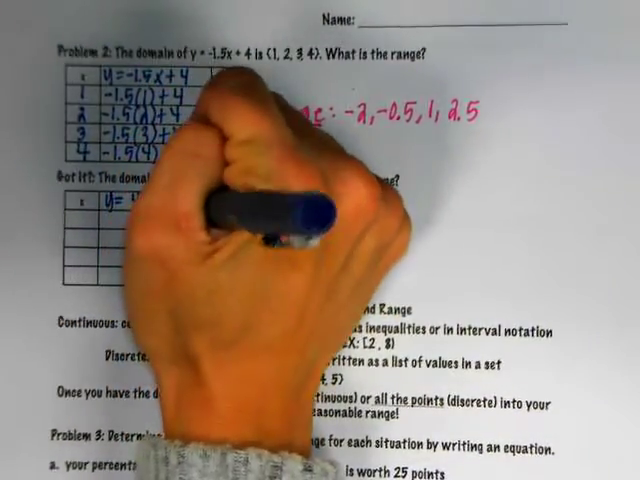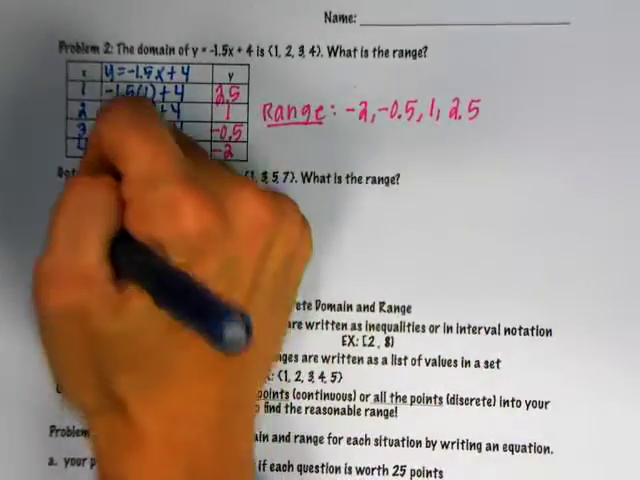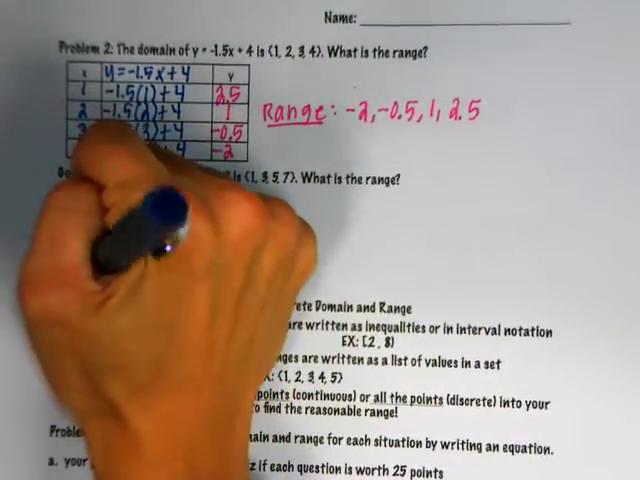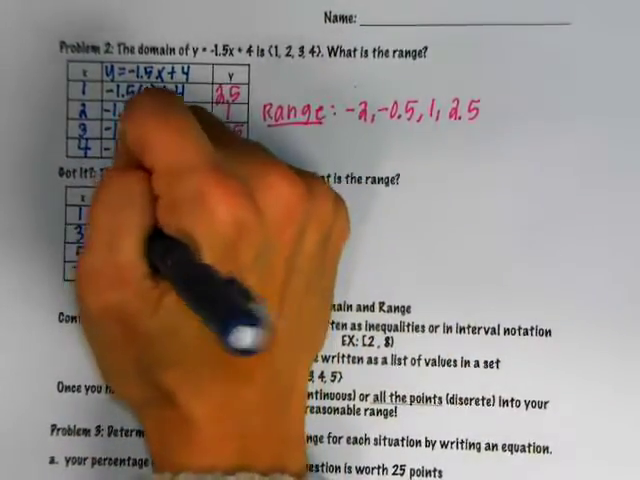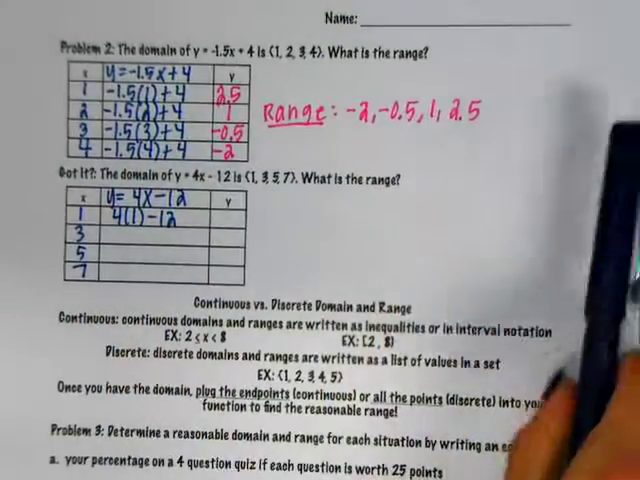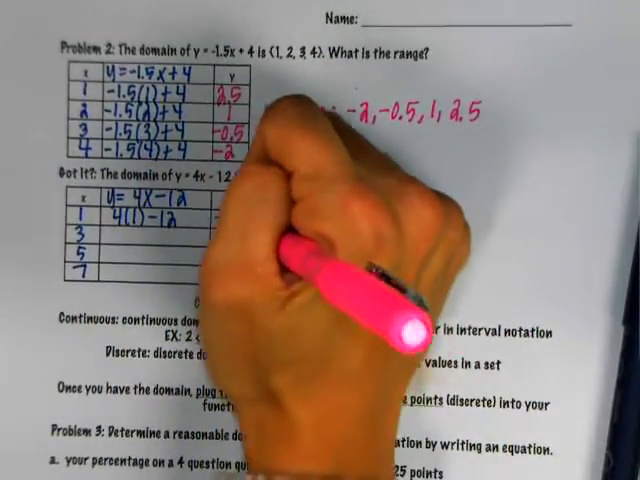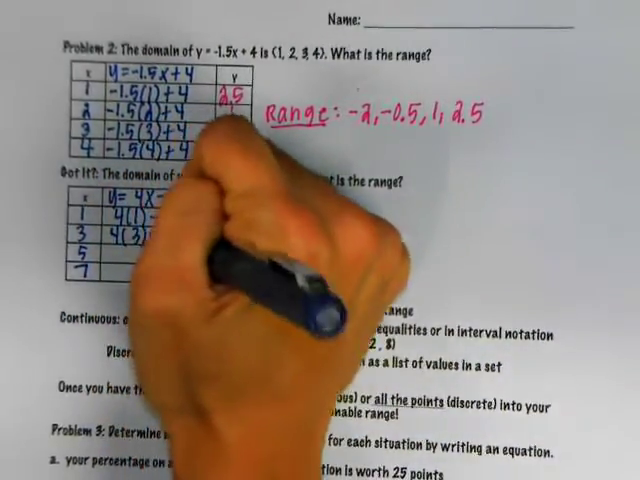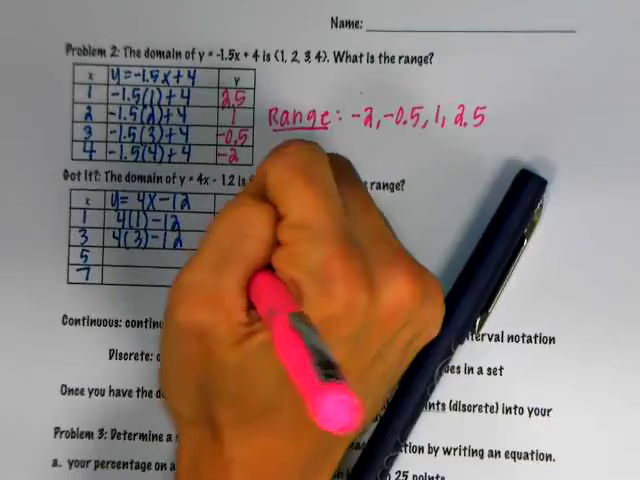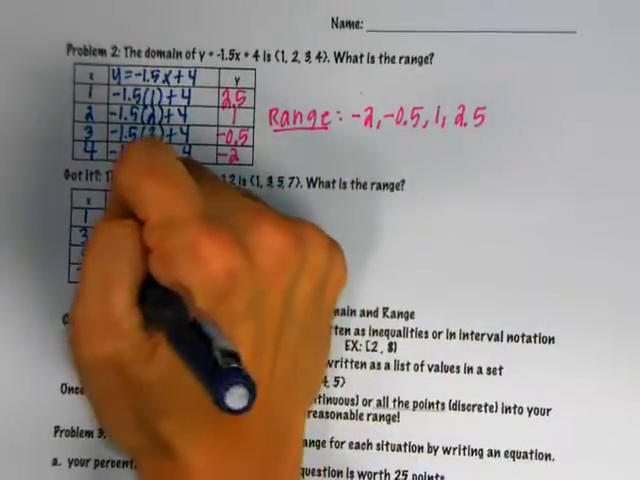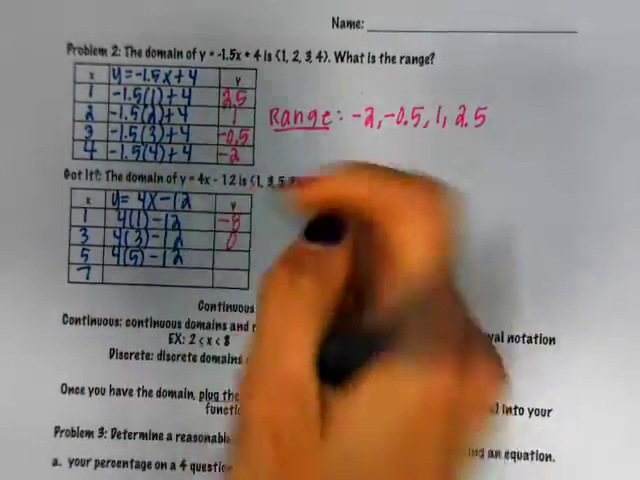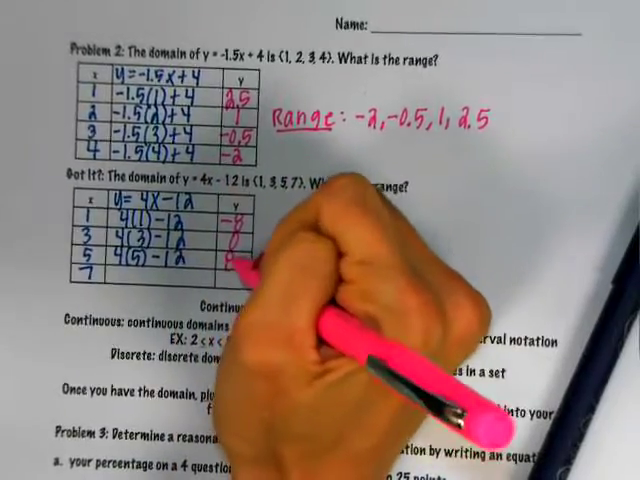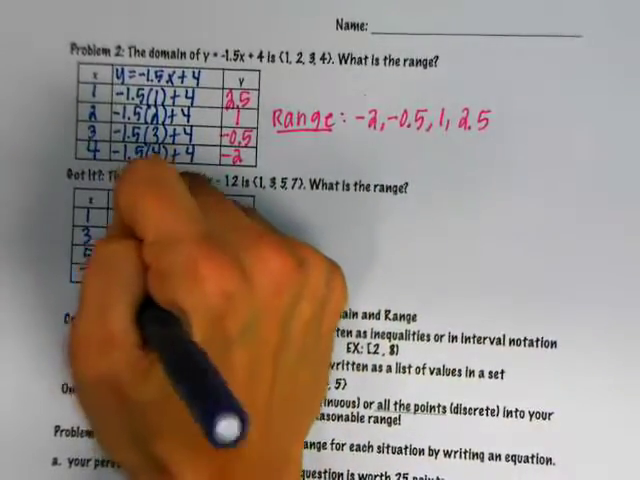So this one, it's y equals 4x minus 12. And the domain they gave you is 1, 3, 5, 7. So you do 4 times 1 minus 12. And what do you guys get for that? 8. And then 4 times 3 minus 12 is what? 0. Then 4 times 5 minus 12. And then 4 times 7 minus 12.